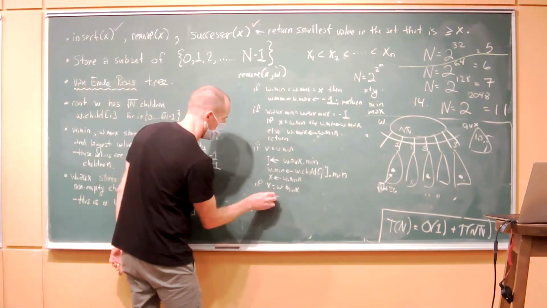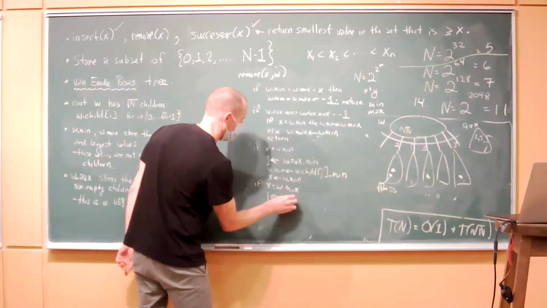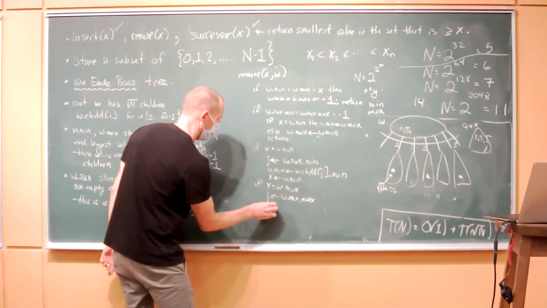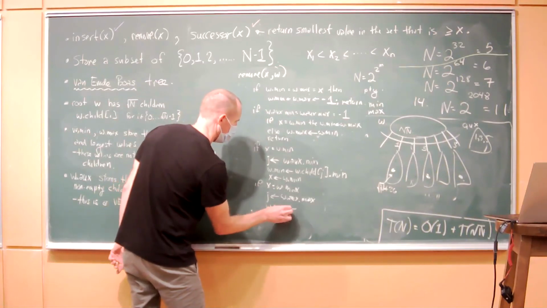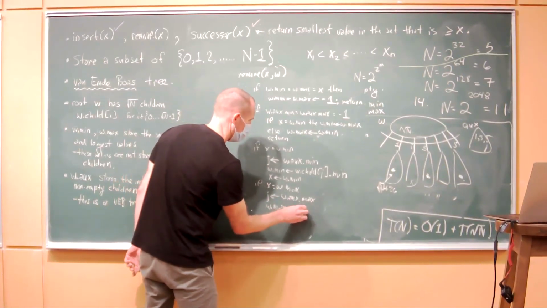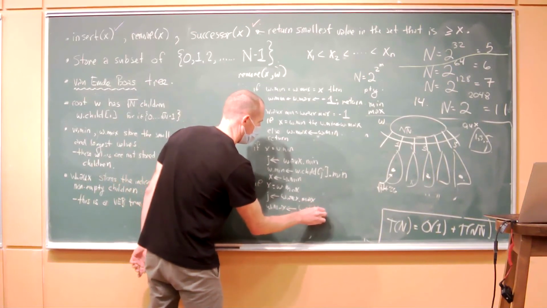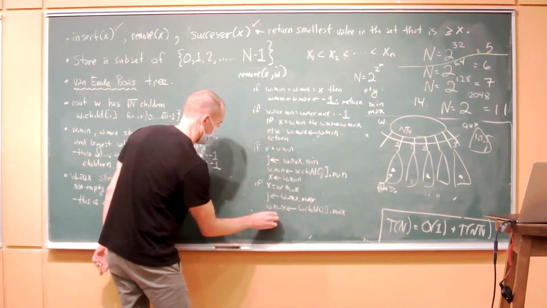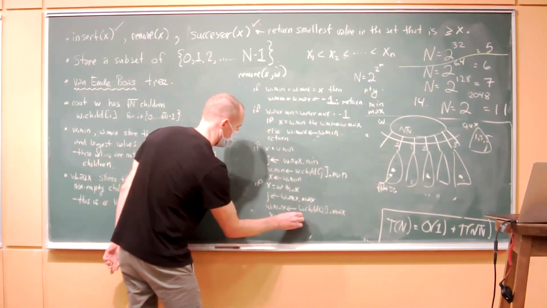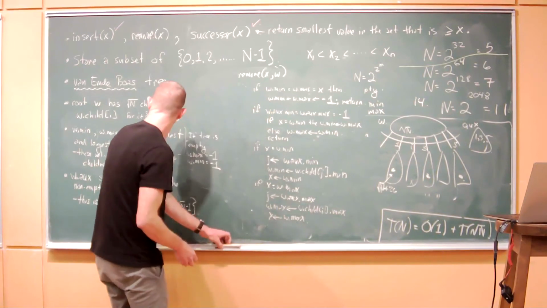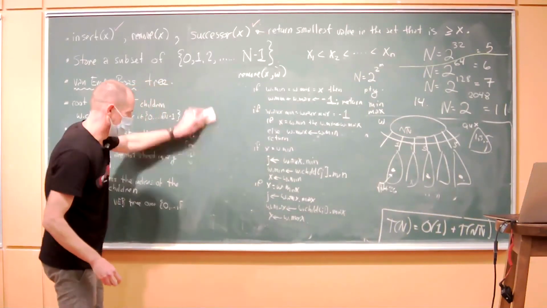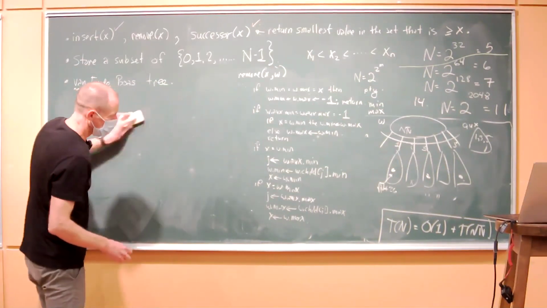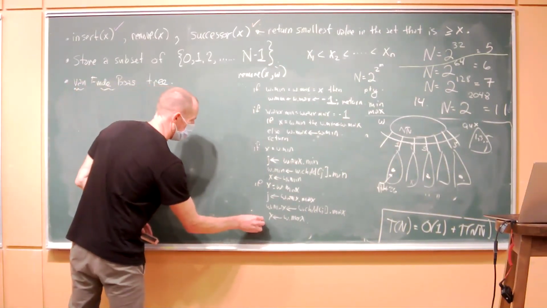So j gets w.aux.max, w.max gets w.child[j].max. Good. Then x gets w.max. All right, we're not done yet. We haven't even deleted anything. But now we're set up. We've dealt with the min and max.